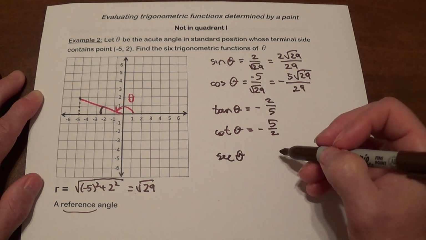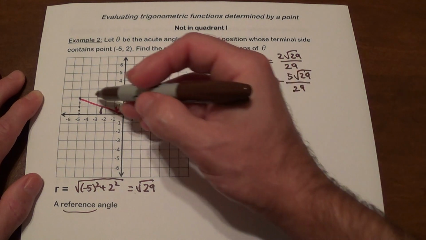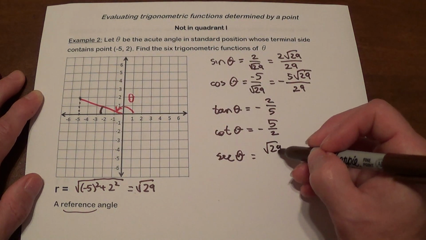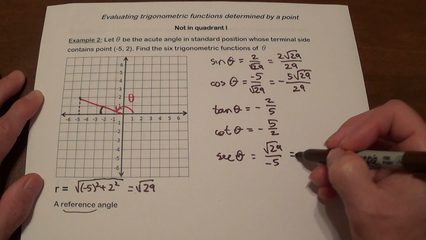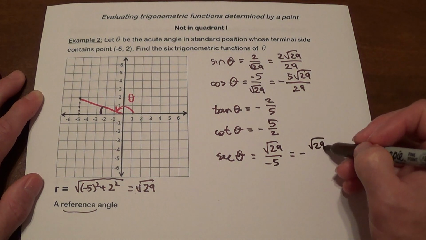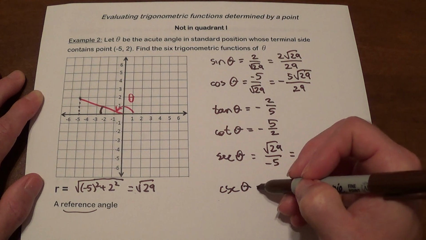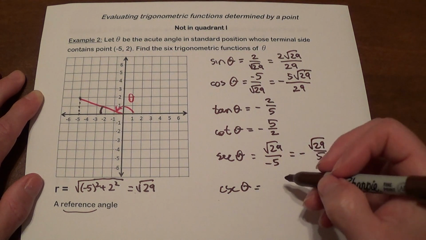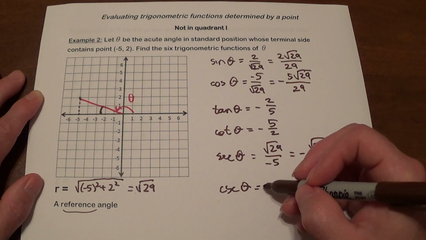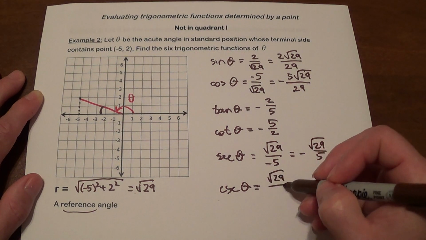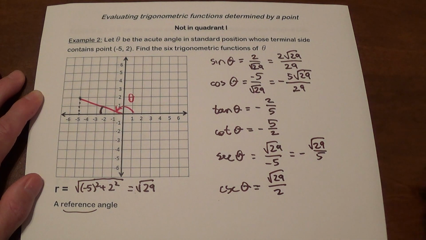Secant is hypotenuse over adjacent, so hypotenuse over adjacent is going to be square root of 29 divided by negative 5, or negative square root of 29 over 5. And cosecant is hypotenuse over opposite. So it's going to be square root of 29 over 2. And there we have it.